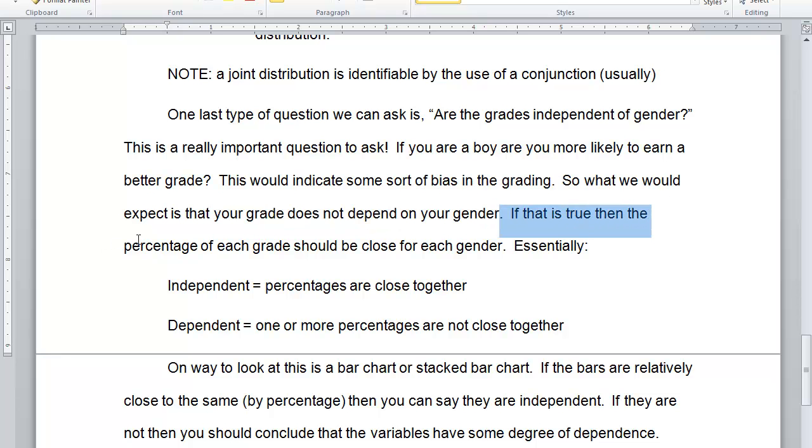If that's true, then the percentage of each grade should be close for each gender. Essentially, the rule of thumb is variables are independent, categories are independent, when the percentages of the variables are close together. And they're dependent when one or more of the percentages are not close together, right? If your grade does not depend on your gender, then each gender should be equally likely to get each type of grade. If males earn a lot more of one type of grade or a lot less of one type of grade, then maybe there is some sort of dependency on your gender, right? If those percentages are not close together.